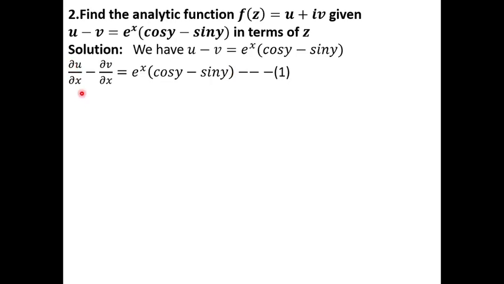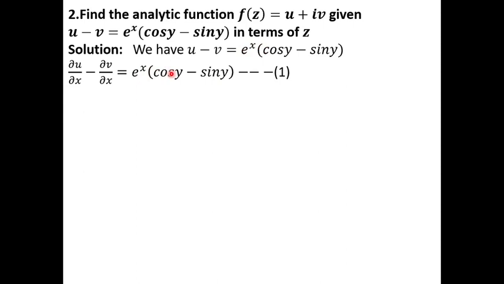Dou u by dou x minus dou v by dou x is equal to, the product rule is not necessary here because this bracket function is independent of the x variable. Hence this is treated as a constant. Cos y minus sin y we write as it is. Differentiation of e power x is e power x itself. Equation number 1. Now differentiate with respect to y.